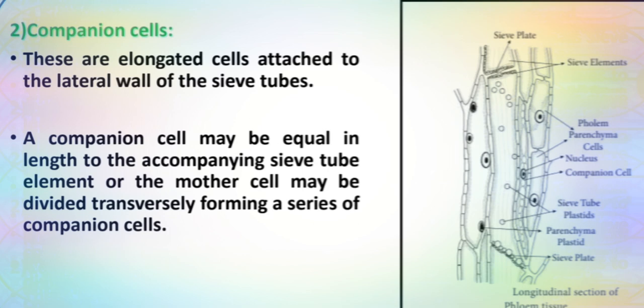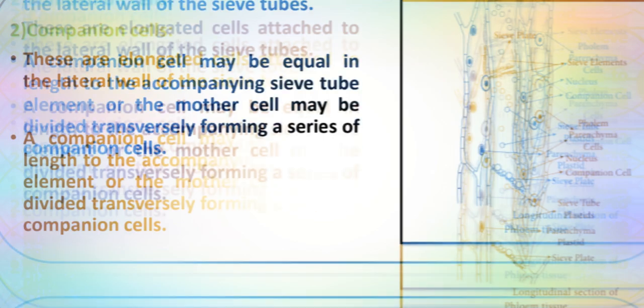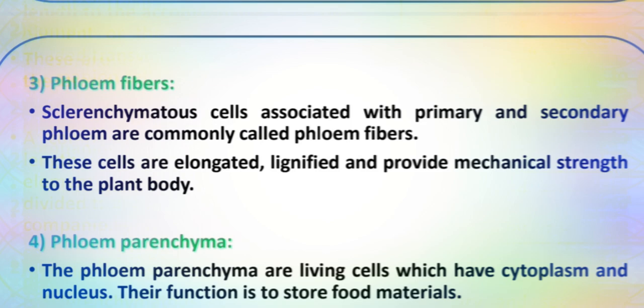So these companion cells, what do they give? They give mechanical strength to the sieve tube, because through the sieve tube the food is passed. When the food is passed in a solution form, it has to withstand the stress of physical forces. So the companion cells help the sieve tubes to carry the food from the leaves to the underground storage organs.